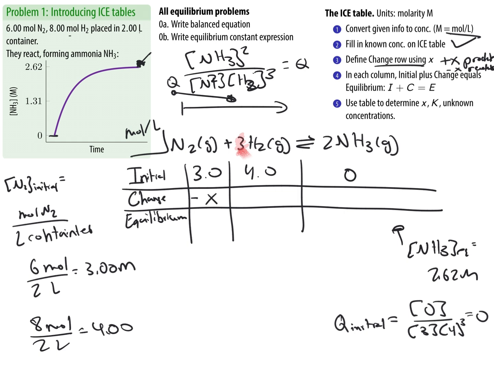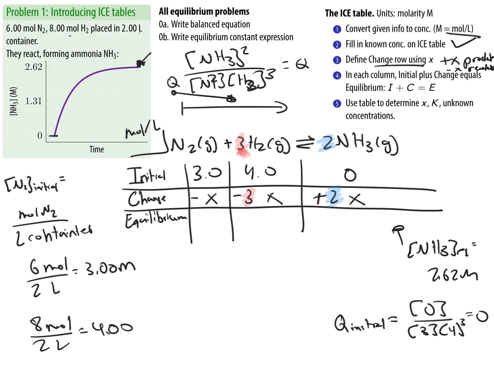So that means when I go to define the change row here, I'm going to define it as minus 3X. I always just use whatever the coefficient is. So my coefficient is 3, so my change gets a 3. It's a minus again because it's also a reactant. Now for the products, this is going to be plus 2X again, where the 2 is to match the NH3, so plus 2X.